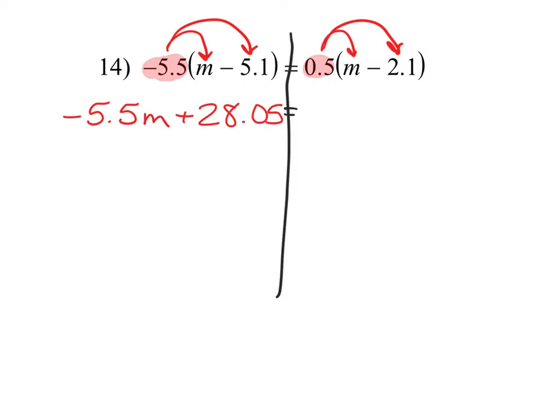0.5m, oops, forgot my equal sign. 0.5 times m is 0.5m, and 0.5 times negative 2.1 is negative 2.05. Again, make sure you click the negative button when you're multiplying these numbers, down at the bottom of the calculator next to the period.